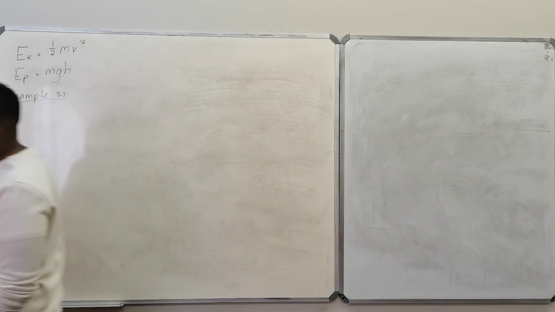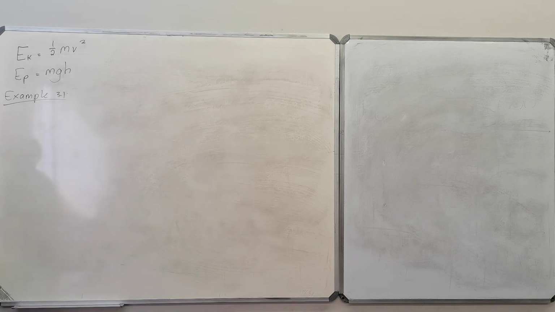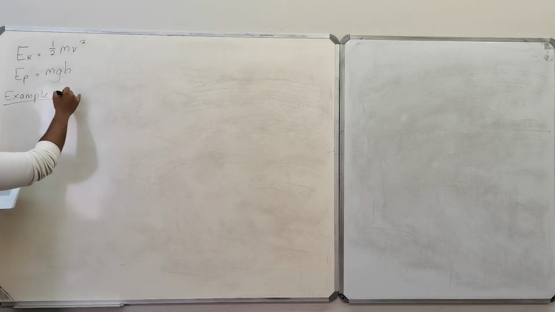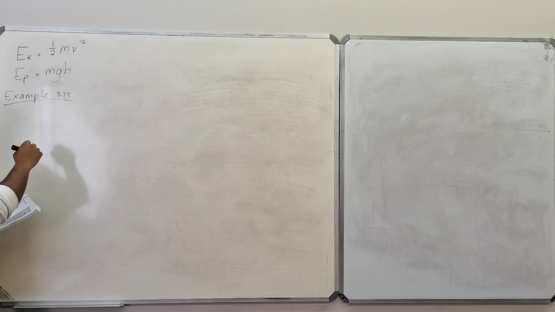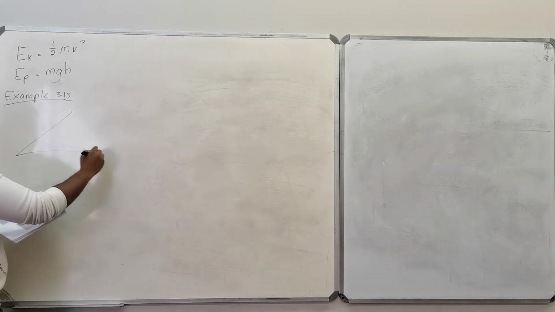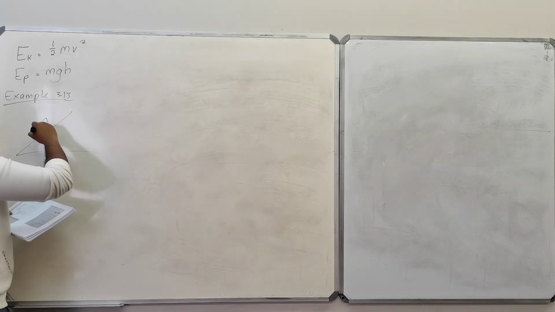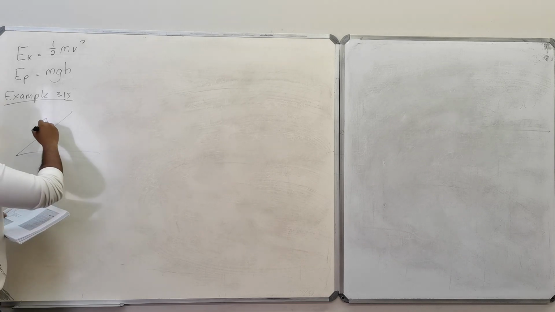Okay, so we've got the last example, example 3.1.3. They tell you that a car with a mass of 900 kgs accelerates uniformly up an incline. So the mass is equal to 900 kgs.